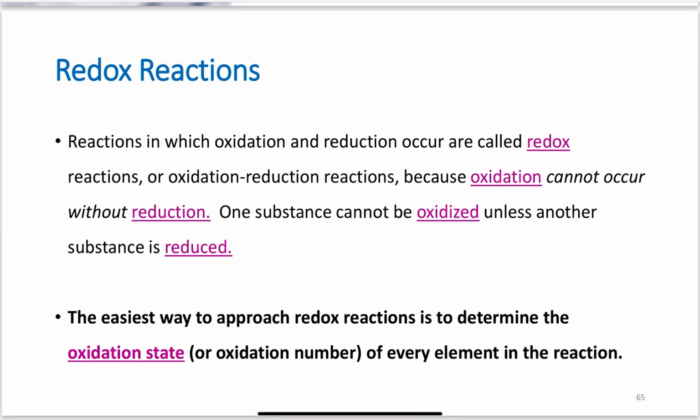Redox reactions. Reactions where oxidation and reduction occur are called redox reactions, or oxidation-reduction reactions, because oxidation cannot occur without reduction. Basically, when a species is oxidized, it loses electrons. Those electrons have to go somewhere. Conservation of mass, the first law of thermodynamics, tells me it can't create nor destroy things. So if electrons are lost from one species, they have to go to another. They go to a different species and reduce that other species. One species cannot be oxidized without another substance being reduced.